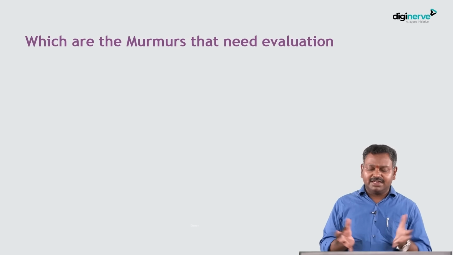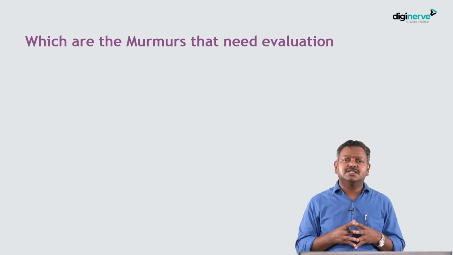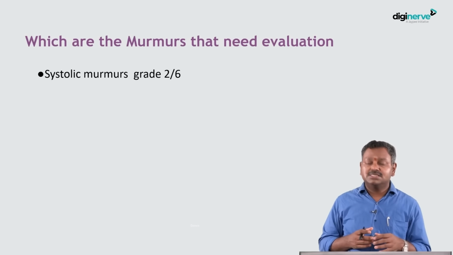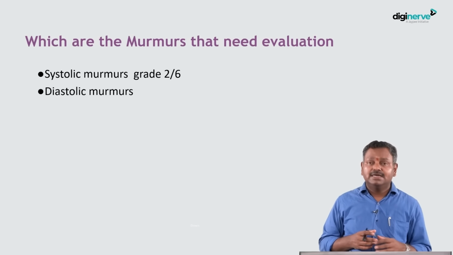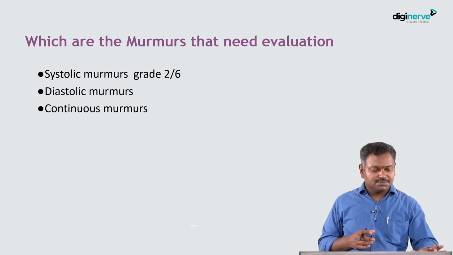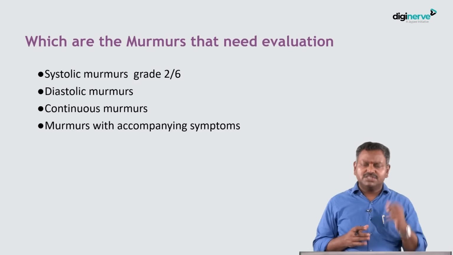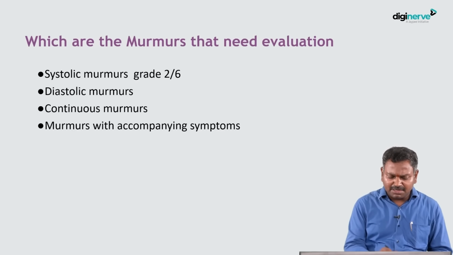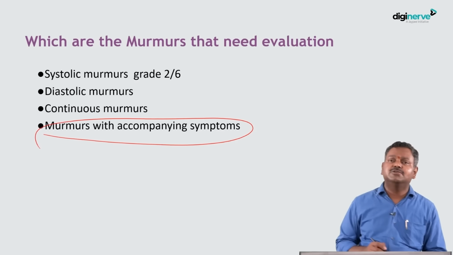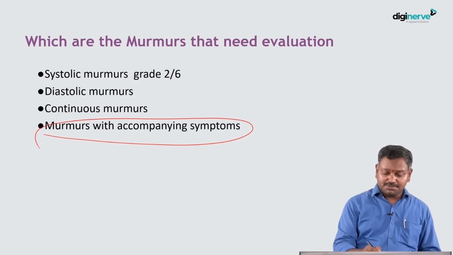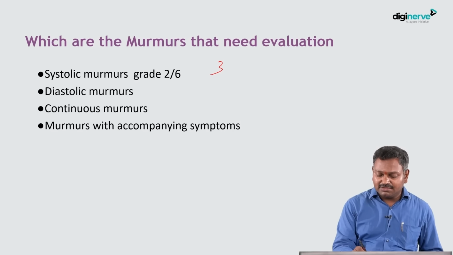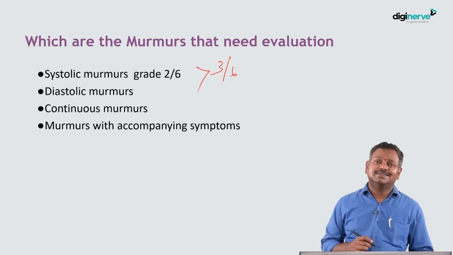Now we have described the various murmurs. Now which of these murmurs require evaluation? A systolic murmur grade 2/6, diastolic murmurs, continuous murmurs, murmurs with accompanying symptoms. Out of which of them need evaluation? Please remember, murmurs with accompanying symptoms definitely require evaluation. Continuous murmurs definitely require evaluation. Diastolic murmurs also require evaluation. Now, systolic murmurs require evaluation when it is more than grade 3/6.